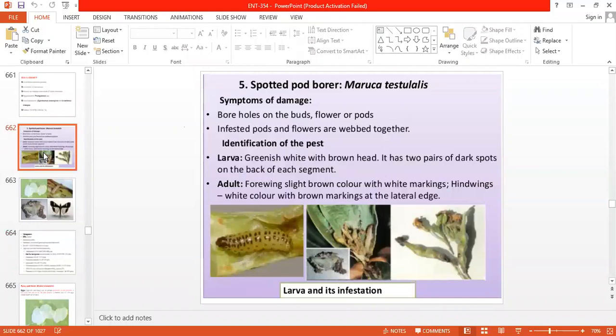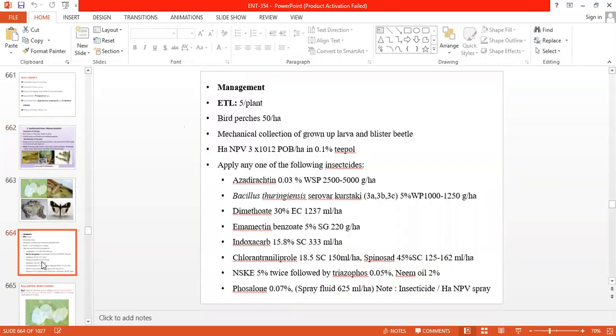The larval stage of that pest is the damaging stage, mainly infesting buds, flowers, as well as pods. Infested pods and flowers are webbed together by the larval stage, and the pupa is found in the infested pods. Management practices are the same as for tur pod borer or tur plume moth.